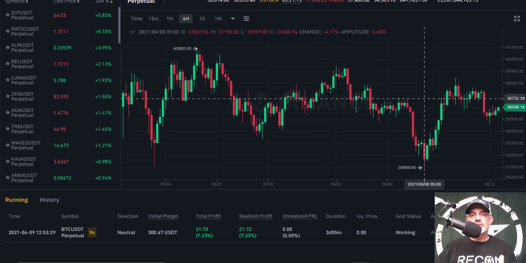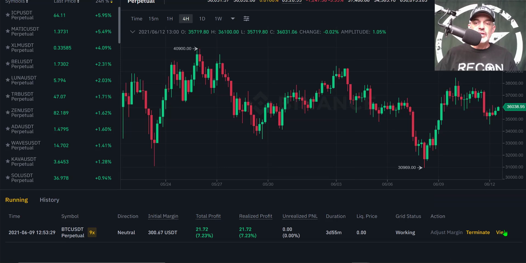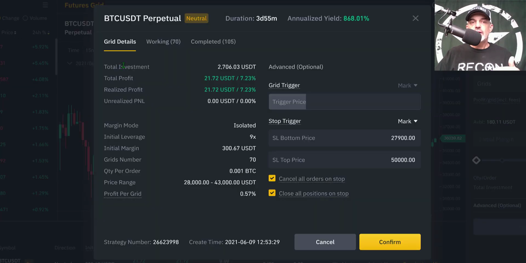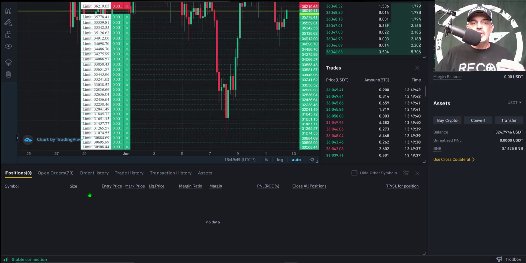And so for my strategy, when I see price action moving sideways, I go with the neutral bot. Now, if I click on view, that will pop up some details of my actual grid bot. So the grid details, the total investment was 2,700 USDT. So far, my total profit is just around $22 or 7.23%. And that actually matches my realized profit. I don't have unrealized profit, and that is due to the bot being in between grids and positions right now.